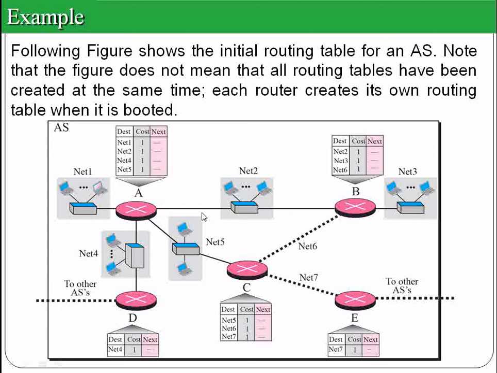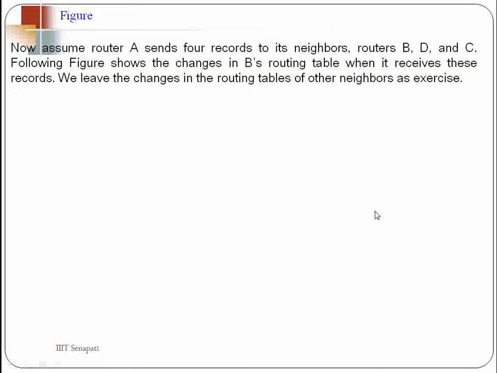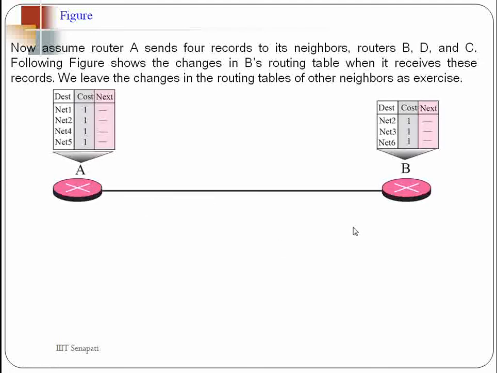So it will send this information to B. Let us see what happens if it sends the 4 records to B. It will send these 4 records to B, D and C. So now you will see this image here. A and B are there. A has this and B has these 3 records. So you will see what is going on in B's routing table.